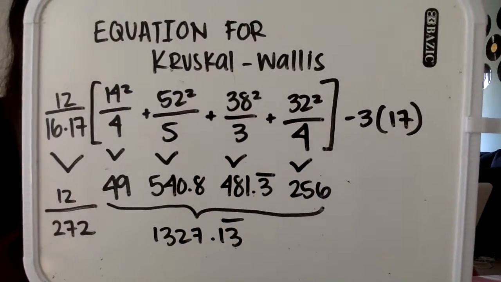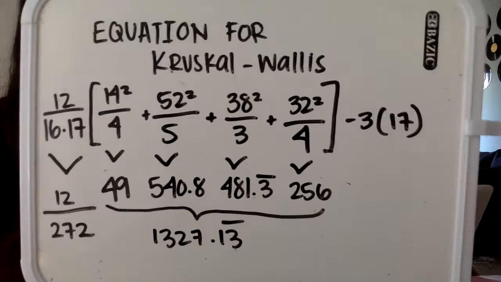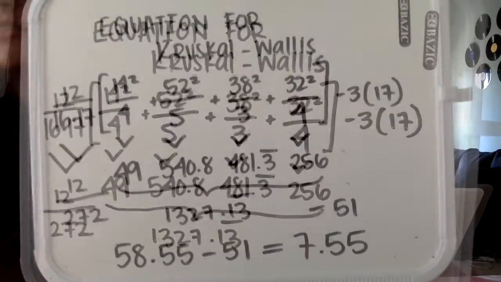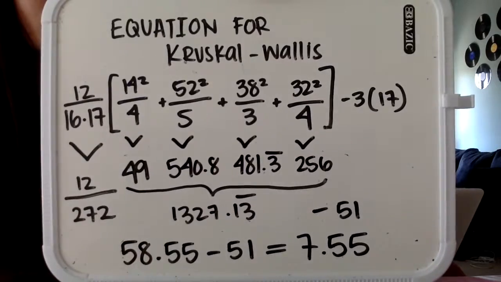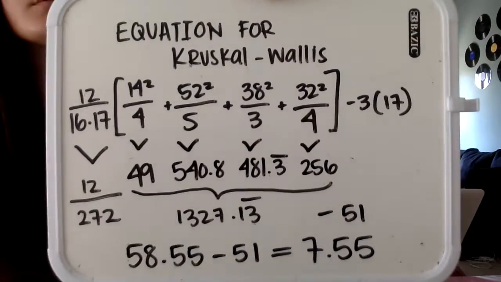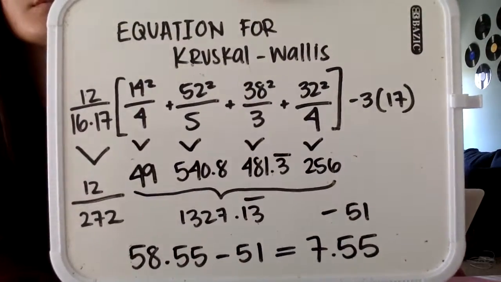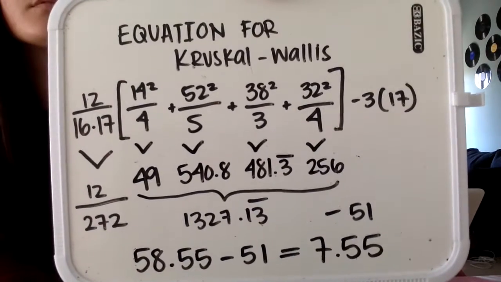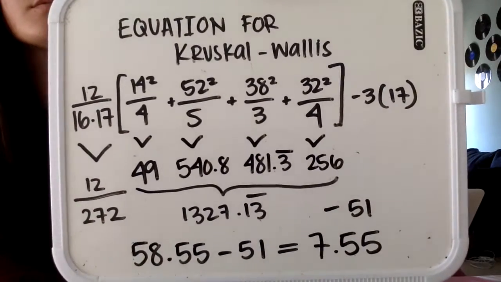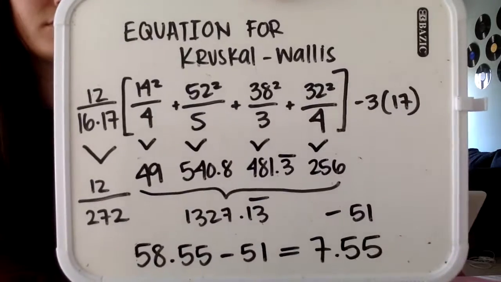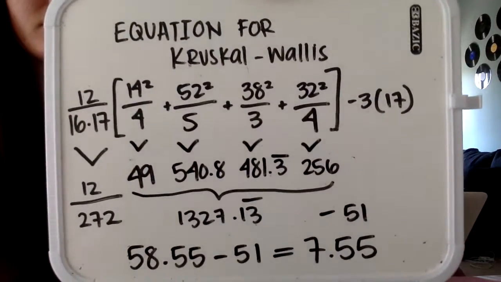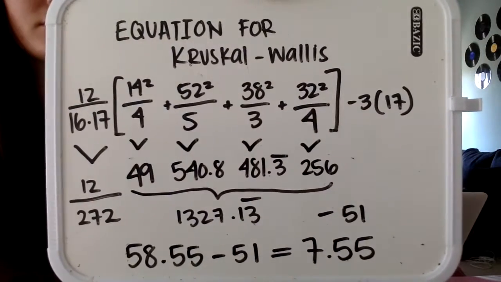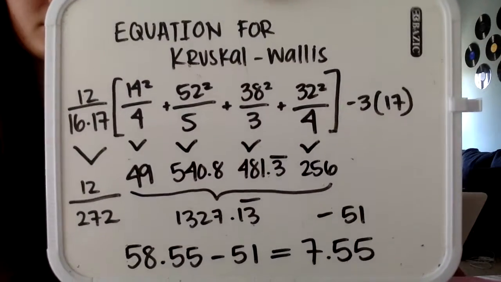So the total of all these numbers added together is 1327.13. So when we do 12 divided by 272 times 1327.13, we get 58.55. Now what we're going to do is plug in 3 times 17, which is at the end of our formula, and that's 51. So it's 58.55 minus 51, which gives us our H statistic of 7.55.